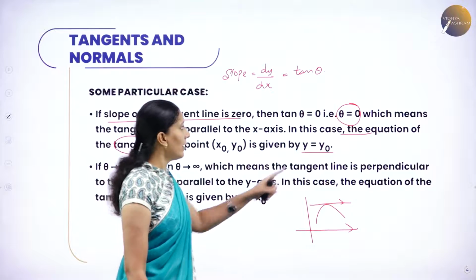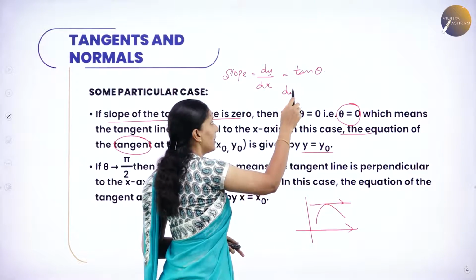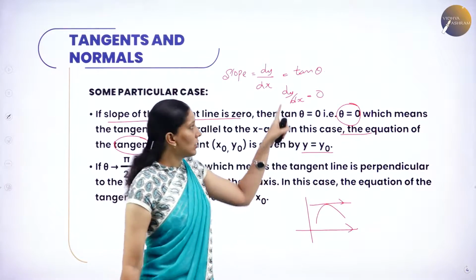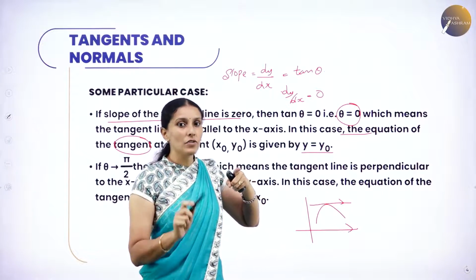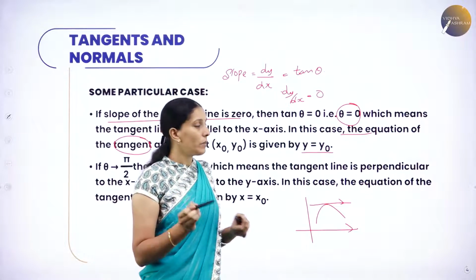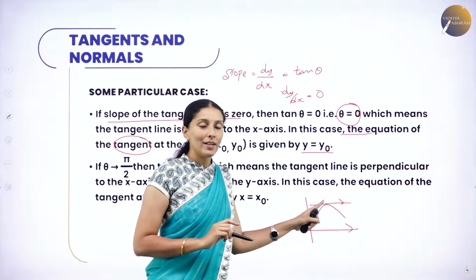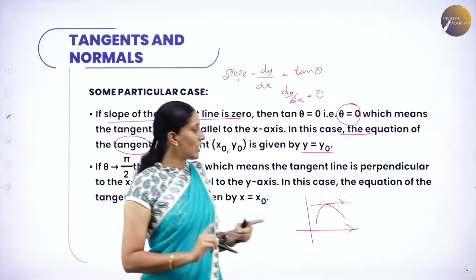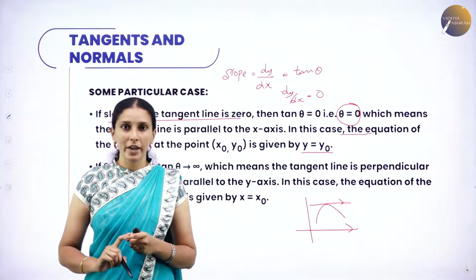Also, you should know that theta equal to 0, or tan theta equal to 0, means nothing but dy by dx is equal to 0. That is, the slope of the tangent, in the case of a derivative, is nothing but dy by dx. Thus, dy by dx becoming 0 means tan theta becomes 0. In that case, the tangent is exactly parallel to the x-axis, its slope is 0, and the equation is given by y is equal to y naught.